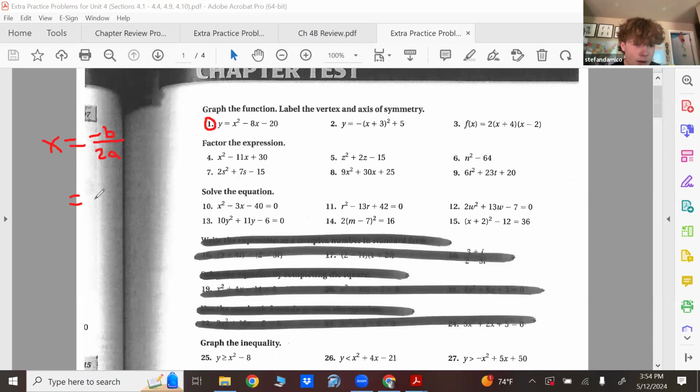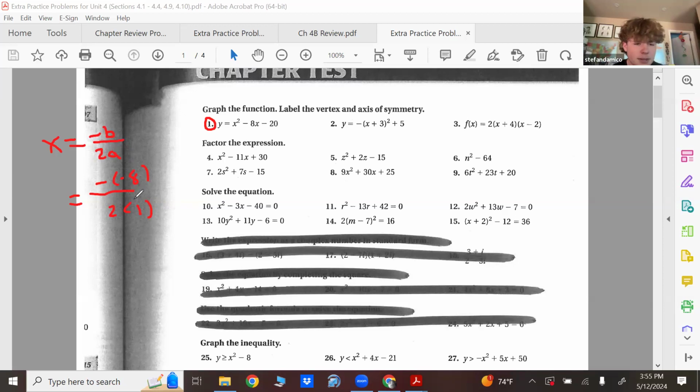Negative b, so negative 8 over 2, because 1 times 2 equals 2. So what do you get when you plug in a negative 8? What do you plug in for a and b? Negative 8 and 2. So negative negative 8 over 2 times 1. Let's work that out, please.